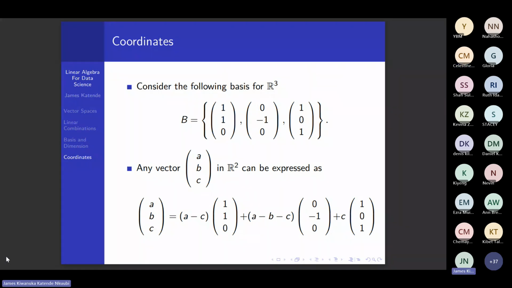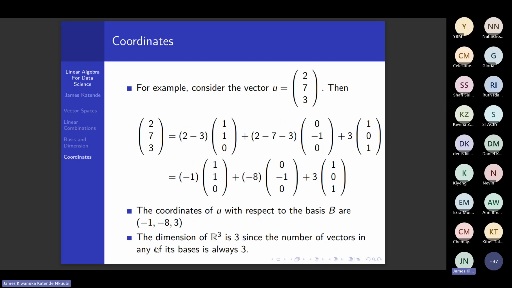Okay, so you can apply this to an actual vector. Yes, there. So you can apply it to this vector 2, 7, 3. Take 2 as your A, 7 as your B, and 3 as your C, then you're able to write this same vector as a linear combination of these three.